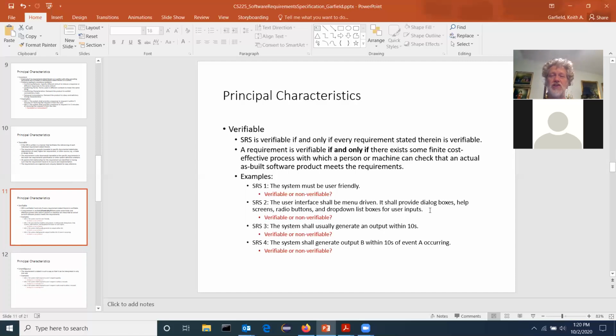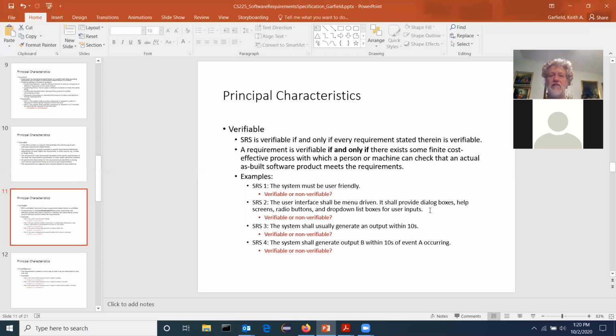Does that mean the initiation of event A or the termination of event A? If these are networked machines, event A may complete and the other part of the system that has to do output B may not even know about that for half a second or 2 seconds. Well, heck, 2 seconds out of 10 seconds is a long time. So you have to still fully nail down these things.